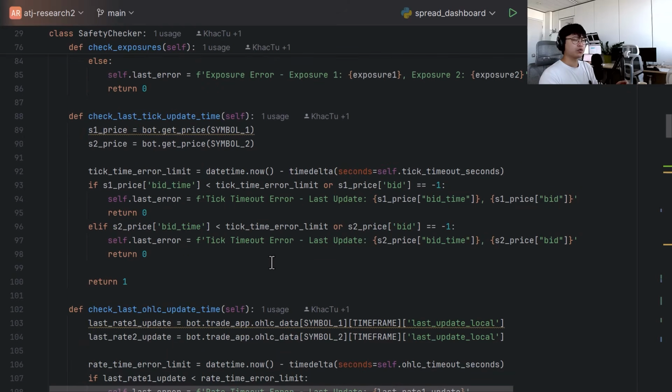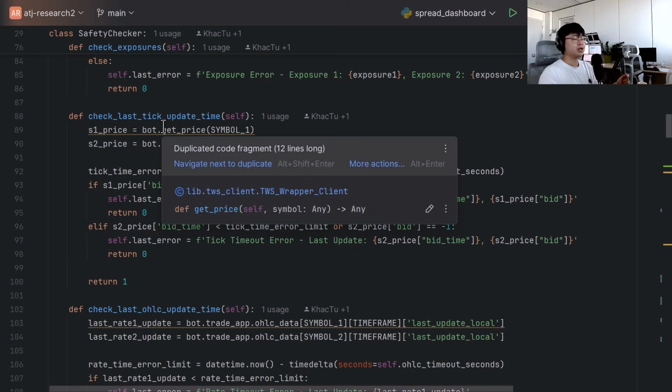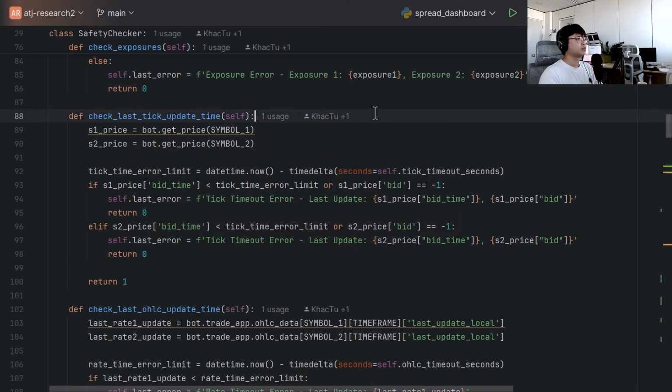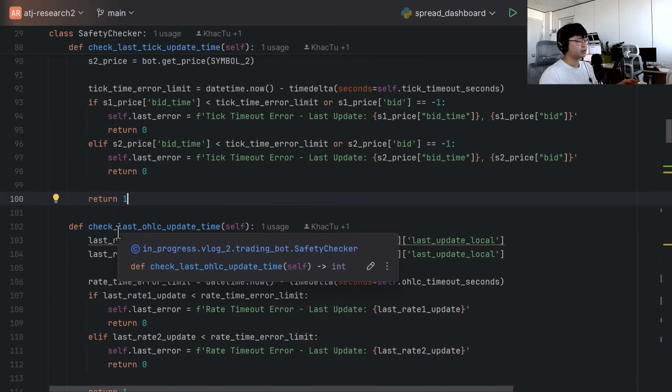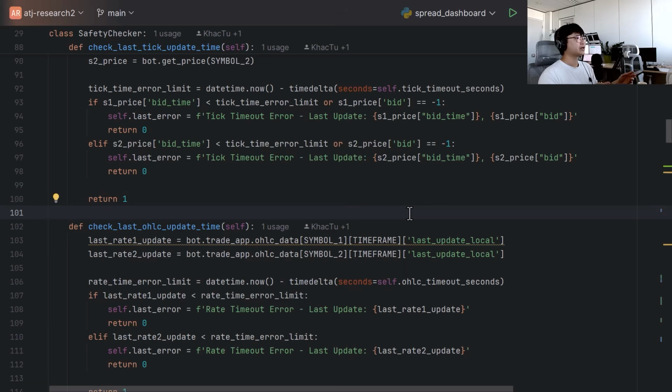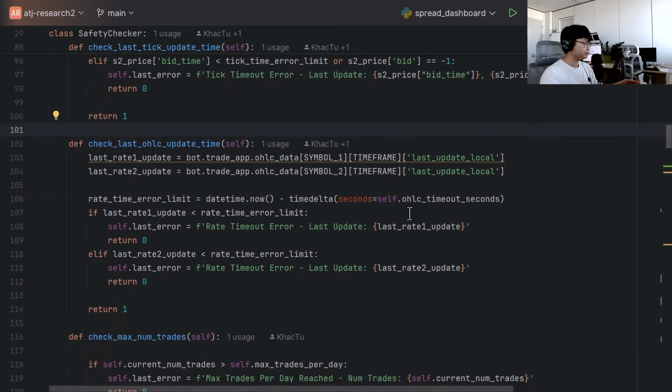Then we want to make sure that we are working with real-time data. So this function, check last tick update time, makes sure that the most recent tick is up to date. And so if the tick is older than, let's say, 60 seconds, I don't want to work with that data. And for that reason, if there's any error, it will return 0. If it's okay, it will return 1. And the same applies for historical data. So check last OHLC update time checks if the candles that we receive are also up to date. And if not, it will return 0.